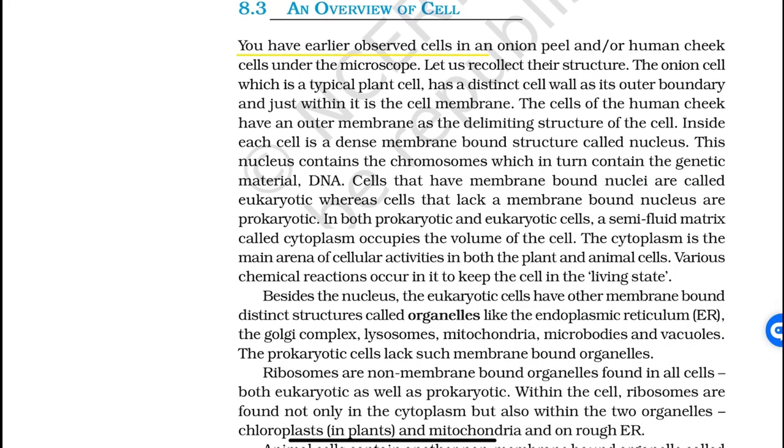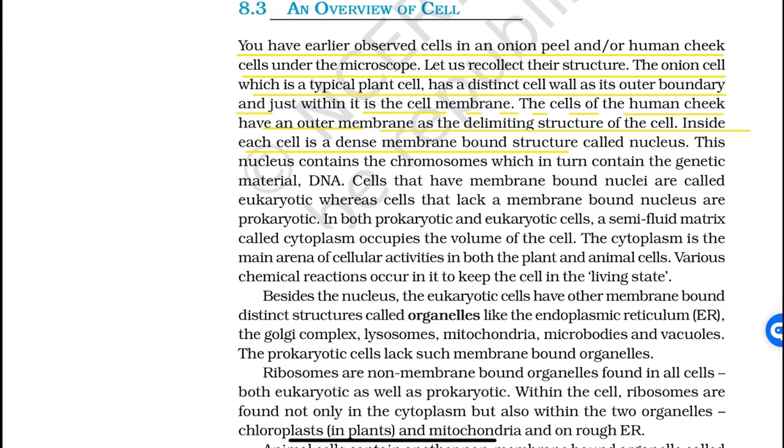You have earlier observed the cells in an onion peel or human cheek cells under the microscope. Let us recollect their structure. The onion cell, which is just a typical plant cell, has a distinct cell wall as its outer boundary, and just within it is the cell membrane. The cells of the human cheek have an outer membrane as the delimiting structure of the cell.